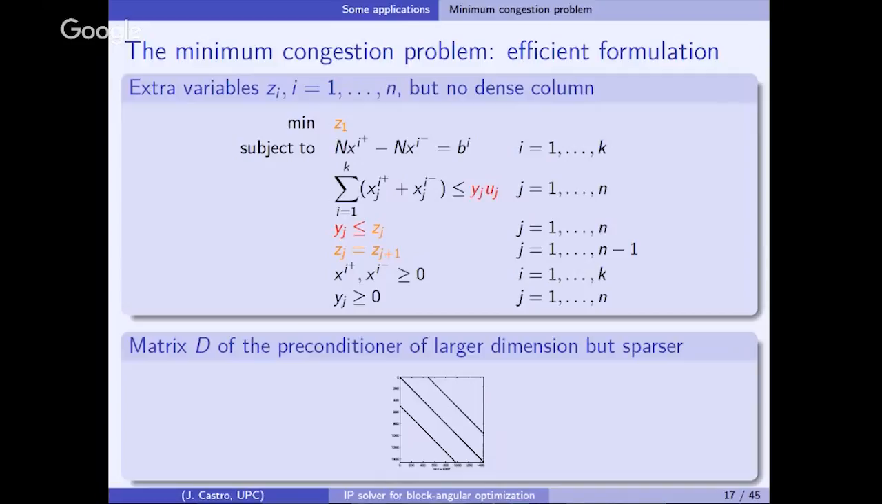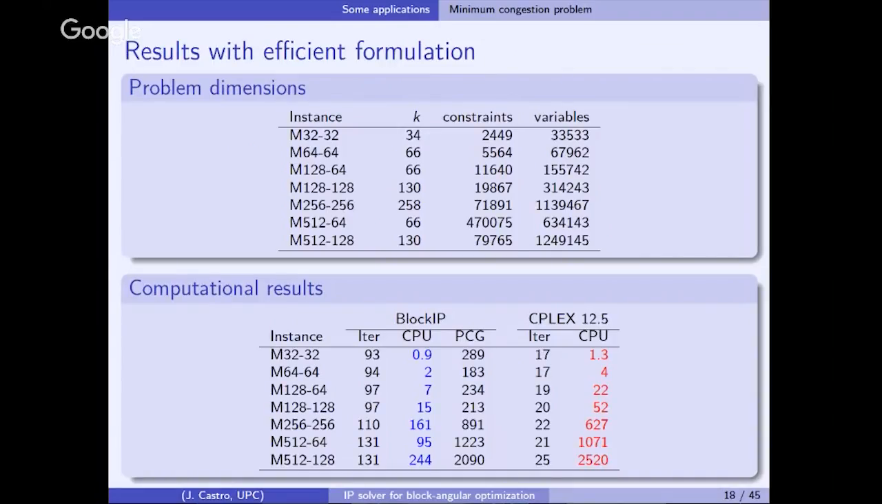So some results. This problem is known to be difficult for simplex methods. So for instance, simplex has some problems solving this kind of models. These are results solving some instances in the literature. These are the names of the instances. This is the number of blocks, the number of commodities, the number of constraints, the number of variables. These are not very large problems, but they are quite difficult. This minimum congestion problem is known to be difficult for commercial solvers like simplex, okay?